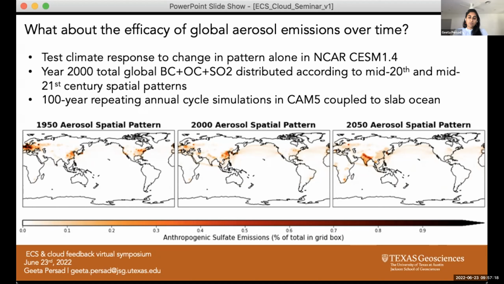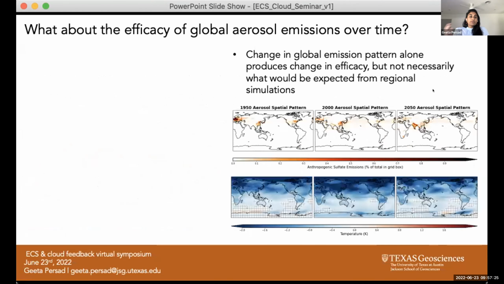Right, so the goal is assessing whether we get significant differences in the climate response to aerosols just from changing the spatial pattern. And we find that in general, the change in global emission pattern alone does produce changes in efficacy, but it's not necessarily what you would expect from those region by region simulations that I showed before. So here again, I'm just showing you those three spatial patterns of the actual emissions. And then on the bottom here are the three spatial patterns of temperature.